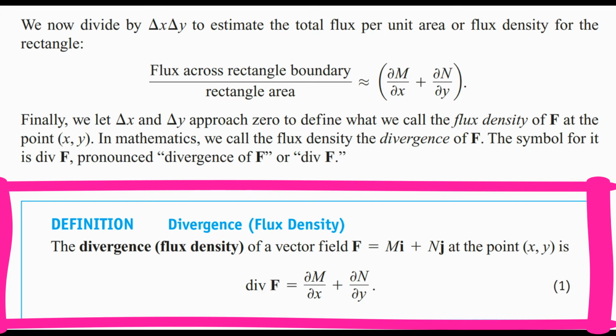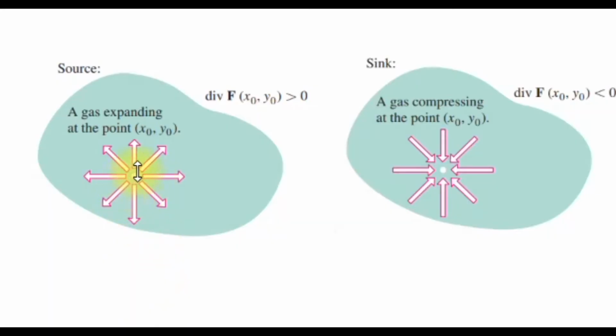Definition is given here. Consider the point (x0, y0). If a gas is expanding at the point (x0, y0), the lines of flow would diverge there as shown in the figure. Hence, the name divergence comes. If div F(x0, y0) is greater than 0, then the point (x0, y0) is said to be a source for the vector field F.